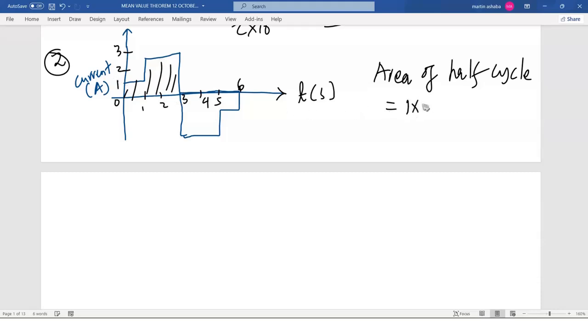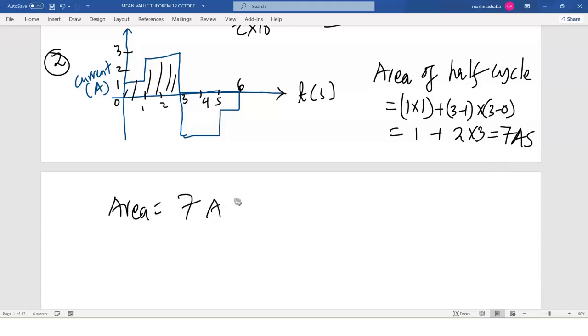So this is going to be 1 times length by width. So 1 times 1, this one from here to there and to there. Then plus another area from here, from 1 to 3, the units are 2. So we'll have 3 minus 1. We multiply by a half from 0 to 3, so into 3 minus 0. So what is this going to be? This is 1 plus this is 2 times 3, and this is giving us 7 amp seconds. So that is the area. So the area is 7 amp seconds.